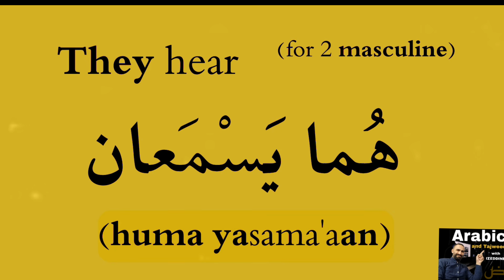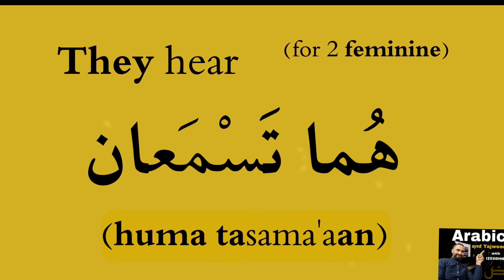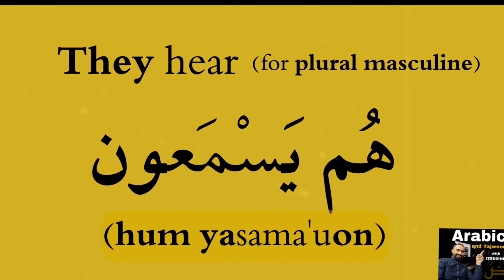They hear, for two masculine. Okay, two males. هما يسمعان. Maybe two boys. هما يسمعان. الصوت, the voice. They hear, for two females or two feminine. هما تسمعان. Not يسمعان. يسمعان for males. For females, تسمعان. تكتبان. تدرسان. تلعبان.